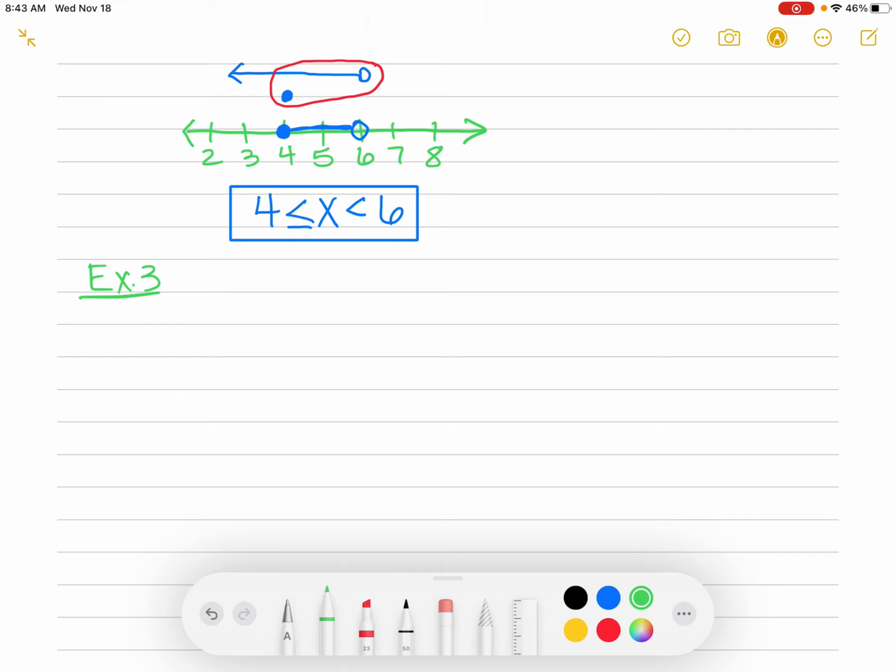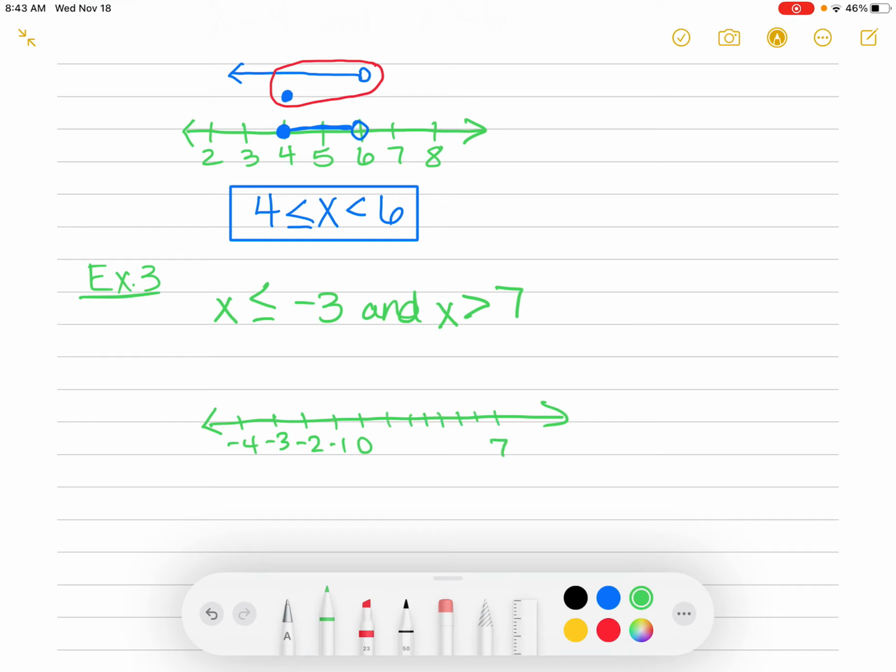Example 3 is, once again, a little bit different. The book tries to put in a lot of different examples for you that you're going to run into in your assignment. Now when I graph this one, same thing, drawing a graph, but this time I have all the way to -3, so this is going to be a lot of numbers. -3, -2, -1, 0, 1, 2, 3, 4, 5, 6, 7.